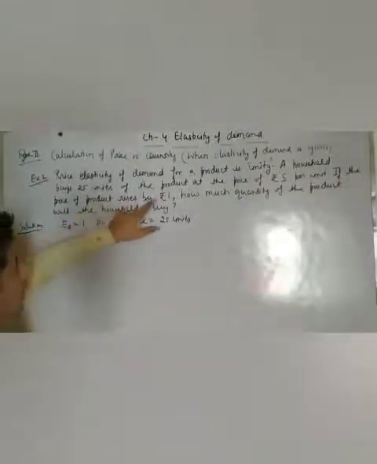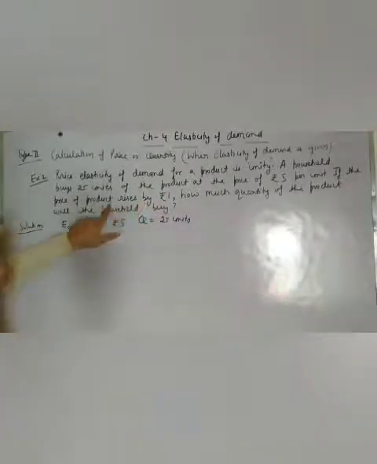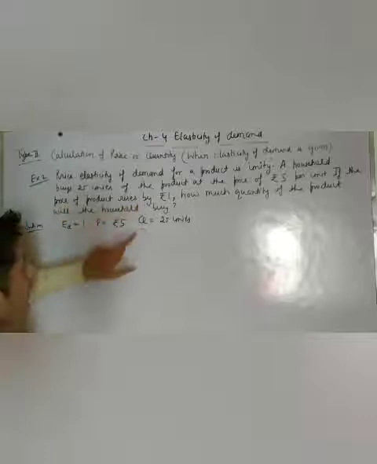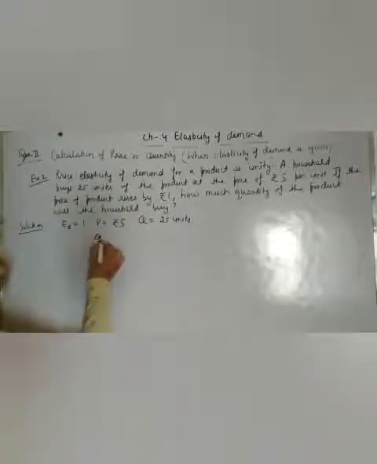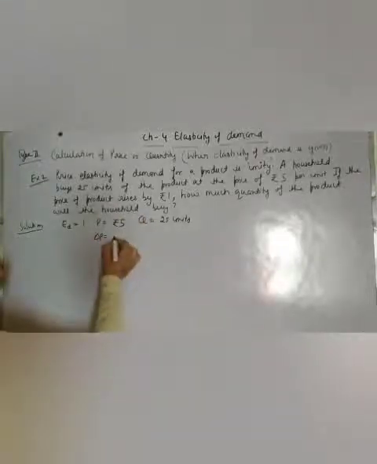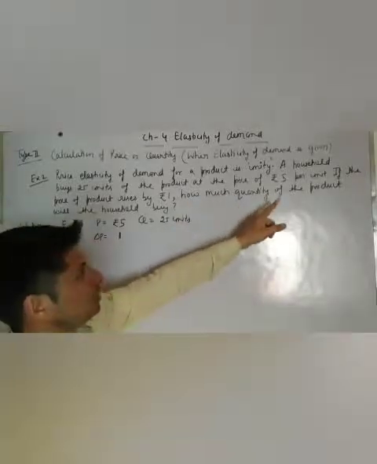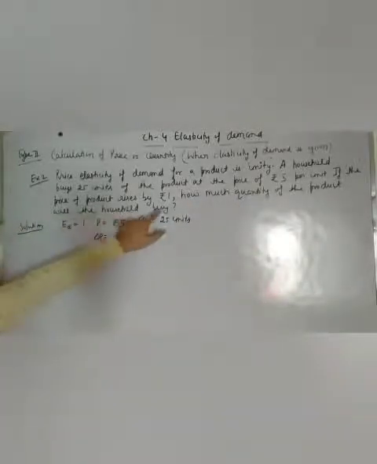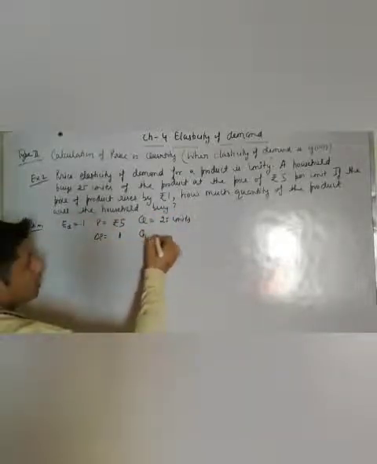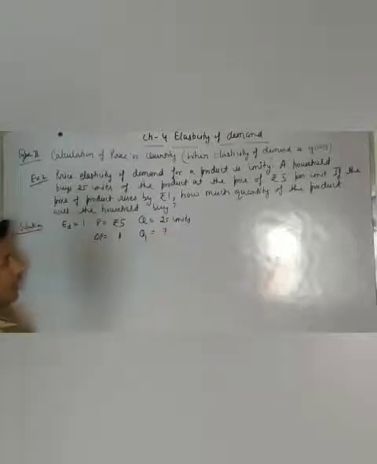See, if the price of the product rises by rupee 1, here "by" means delta and it is price, so we will take delta P, and here "rises" is given, so we will take plus 1. Delta P is equal to 1. How much quantity of the product will the household buy? How much quantity of the product means Q1. We have to find this.